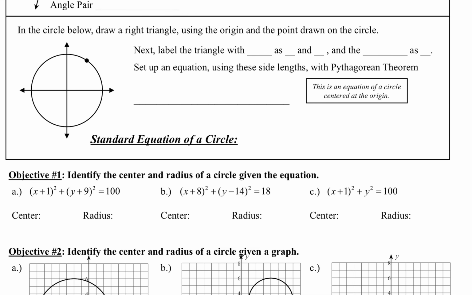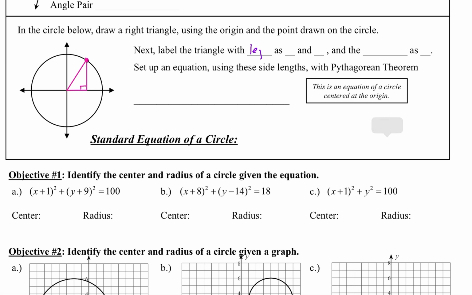But you can see right here, it says, in the circle below, draw a right triangle using the origin and the point drawn on the circle. So you can see there is a little point right here, and we're going to use that to draw a right triangle. So like I said, we're going to use the origin, so we're going to connect it back to the center of the graph, the origin of the graph. And we're also going to draw a line straight down that connects us to the x-axis. And then we can connect those 2 points together here. And now you can see this little right triangle that we're focused on.